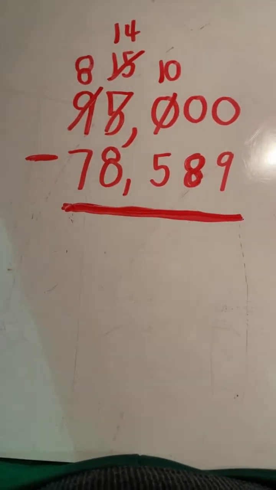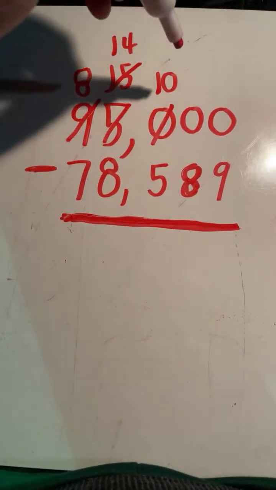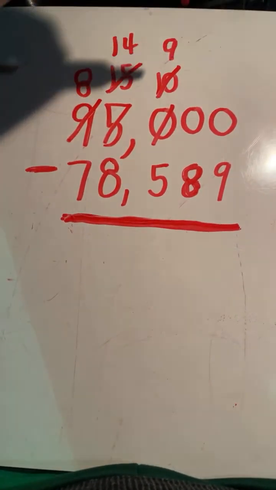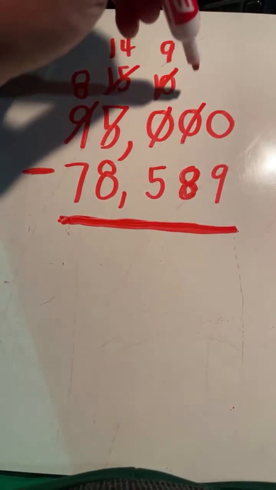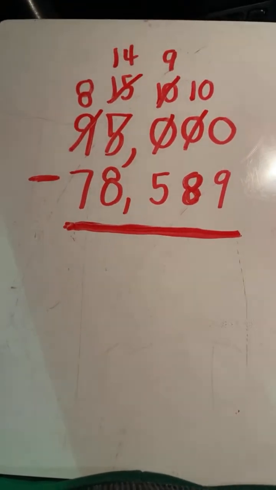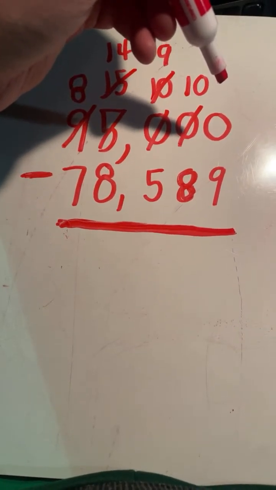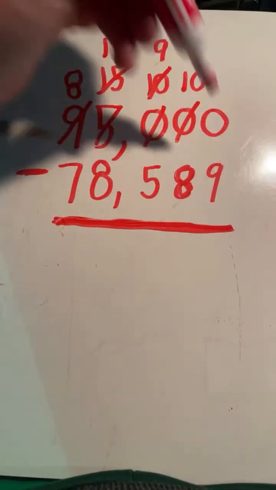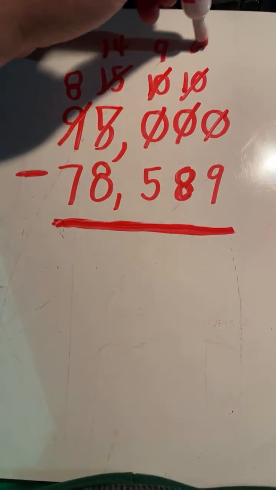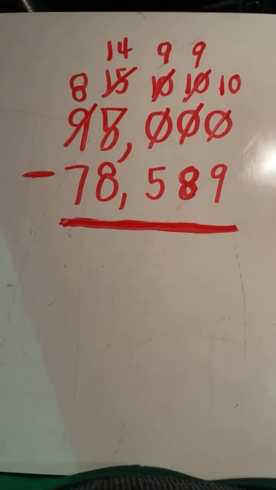Going to the tens place, you can't start out with 0 and take away 8, so you have to add another 10. So the 10 in the hundreds place is going to become a 9. And then the 0 in the tens place is going to become a 10. Now in the ones place, you can't start out with 0 and take away 9. So we add a 10. The 10 in the tens place becomes a 9. The 0 in the ones place becomes a 10. And now we can subtract.